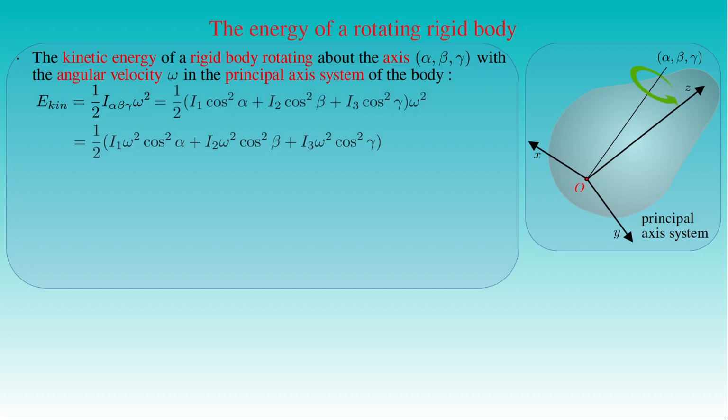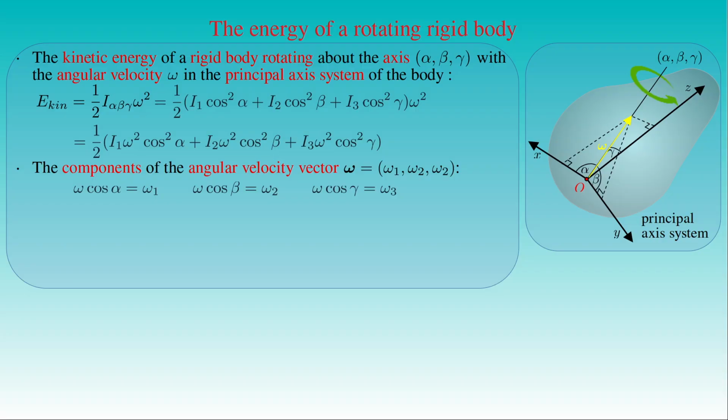We already introduced the angular velocity vector omega, which is parallel with the axis of rotation and its length is equal to the angular velocity. As the figure shows, the components of this vector in the principal axis system are given by omega times cosine alpha, omega times cosine beta, and omega times cosine gamma.